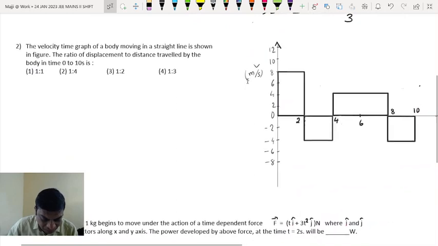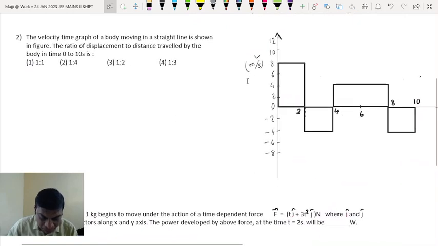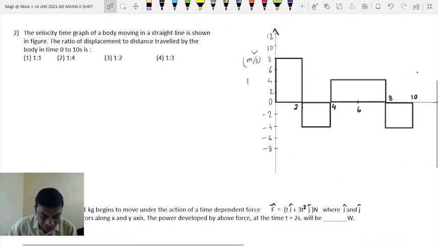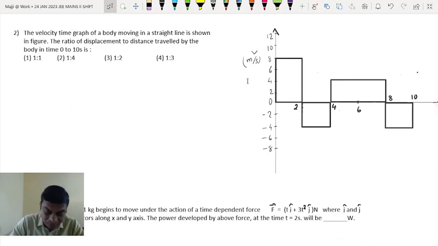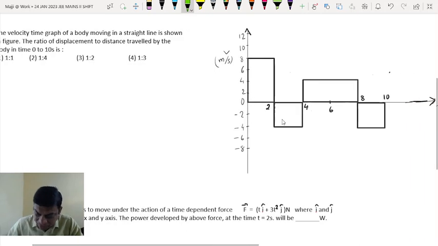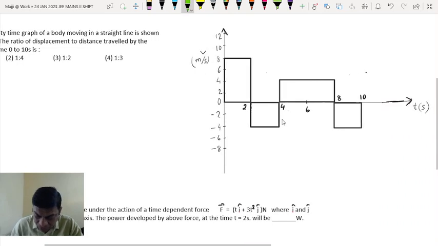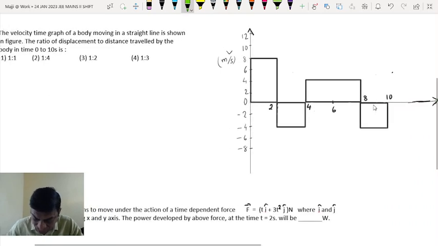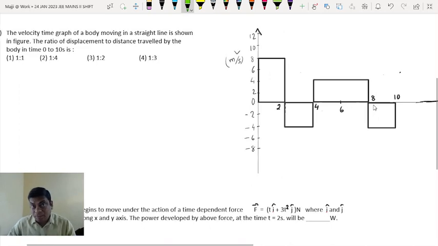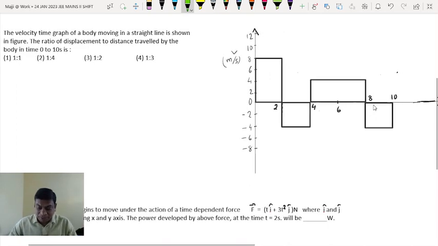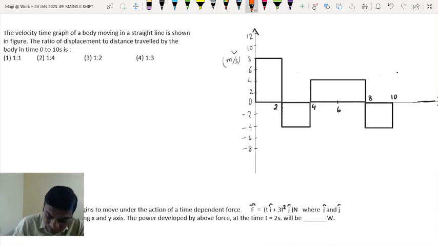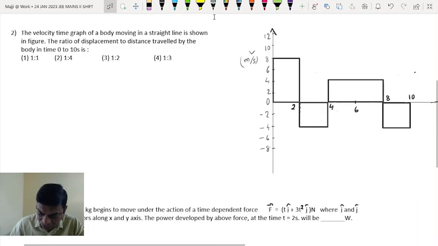The velocity time graph of a body moving in a straight line is shown in the figure. The ratio of displacement to distance traveled by the body. Now they have given a graph, you can see they have shown a graph, okay, of velocity versus time curve. Now here you have to understand the nature of the movement. Okay, say this. Suppose I have to understand the nature of the movement.